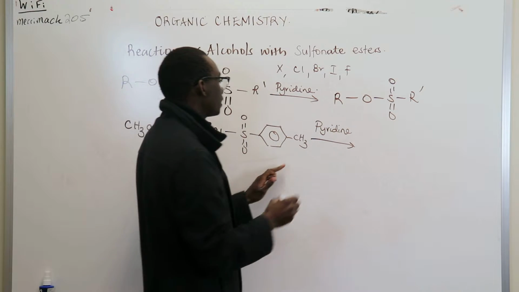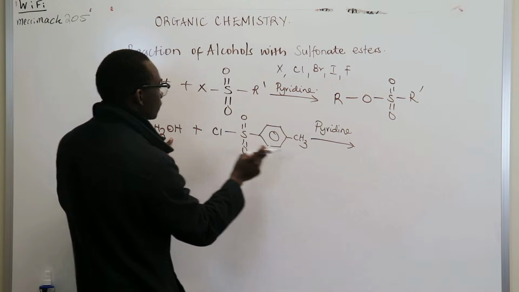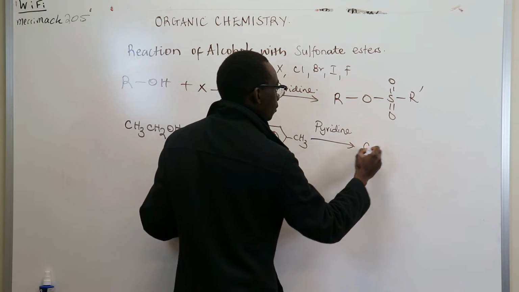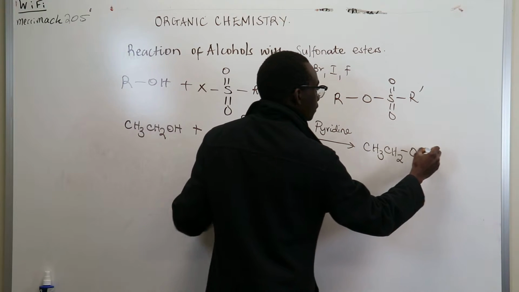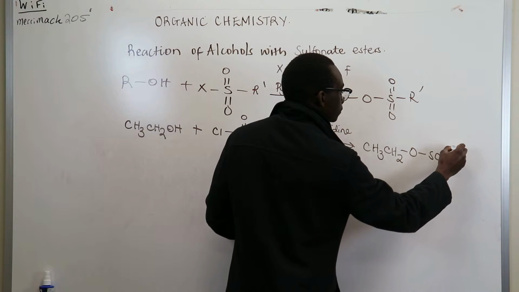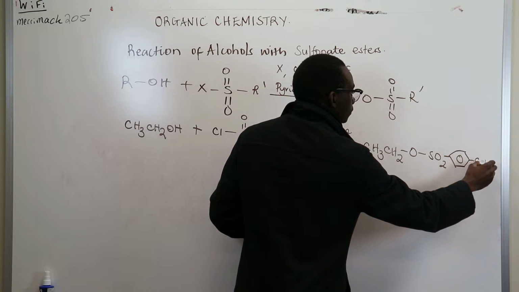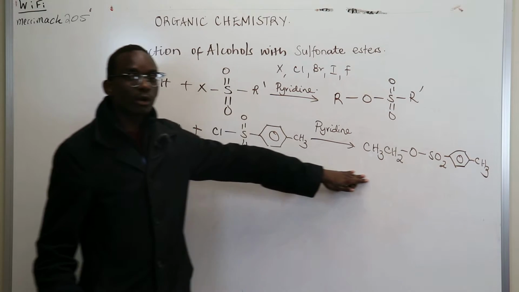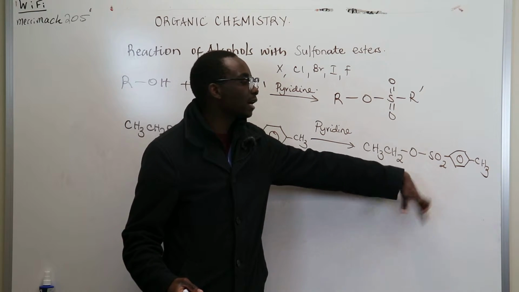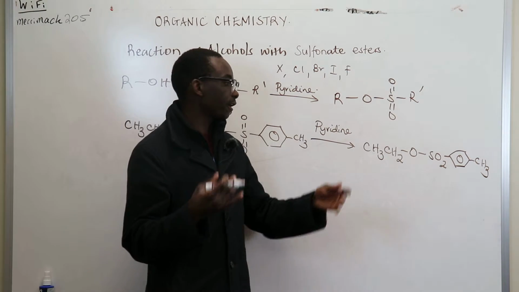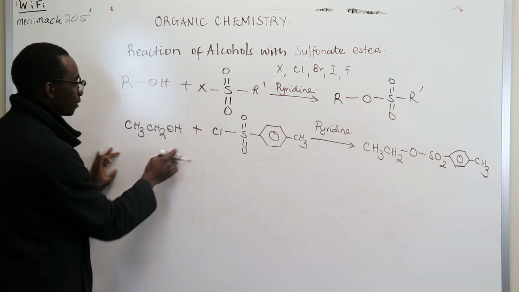So now in the presence of pyridine, we are going to see how this leads to the formation of a compound like this. So now this is going to be our final product for the reaction, and we shall see how we can use this product to synthesize other functional groups. So now let me show you how the mechanism of action occurs with this.